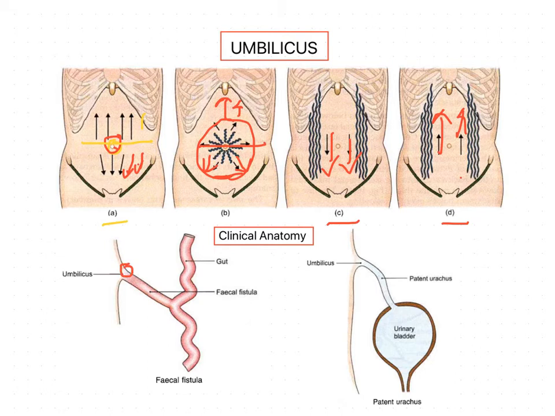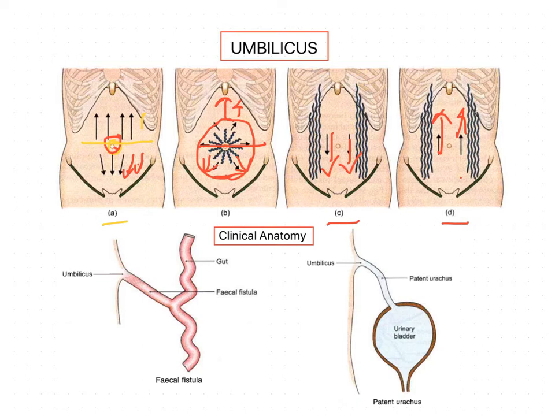The digestive system has a duct called the vitellointestinal duct. The excretory is called the urachus, and the vascular is called the umbilical vessels. All these three meet at this point. Okay, so these are the embryological importance. If you see the clinical anatomy of this, here you can find the clinical anatomy.